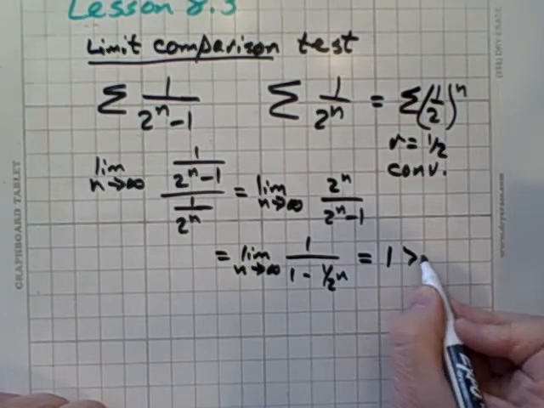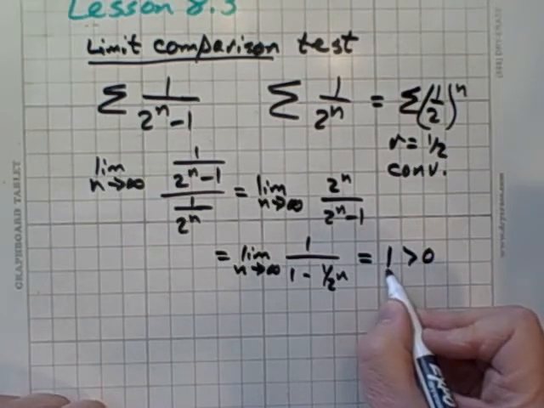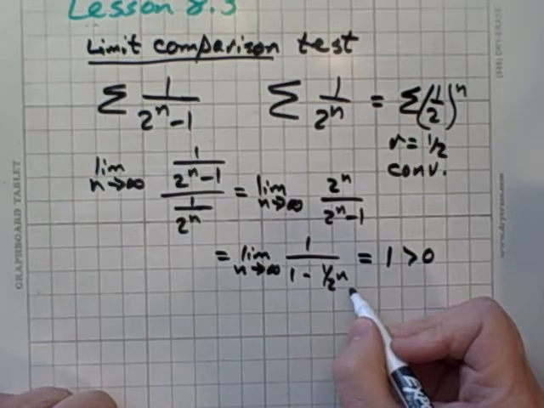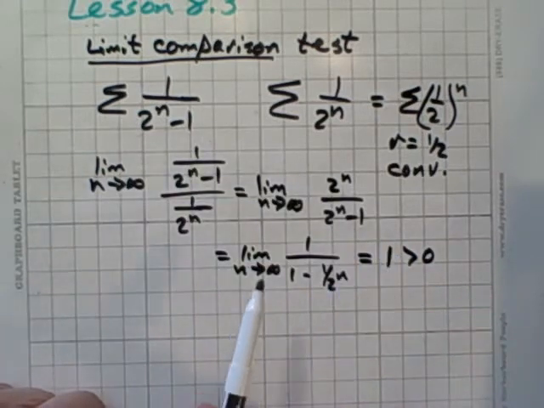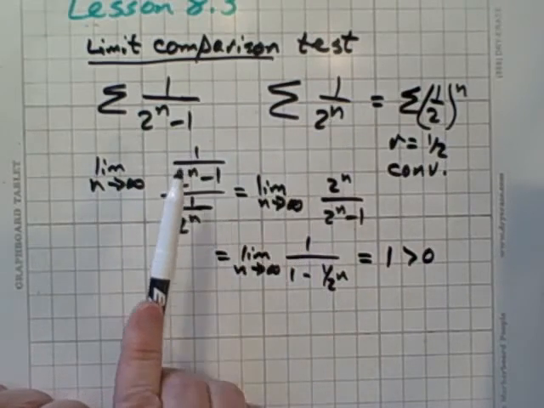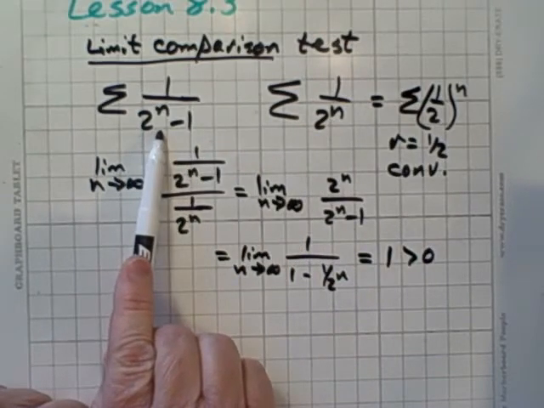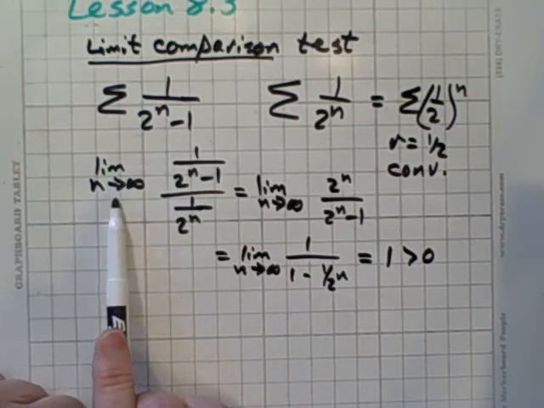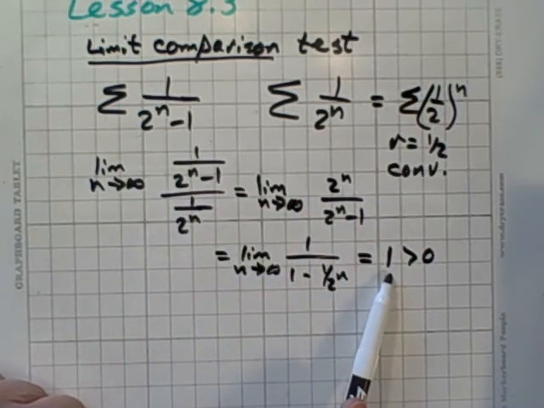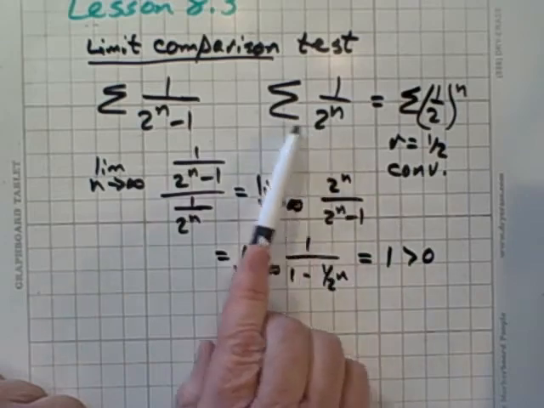And since that is greater than 0, and we ended up with a positive constant, we know that they behave the same. And so the summary of the limit comparison would be that since 1 over 2 to the n converges, the 1 over 2 to the n minus 1 behaves the same. It must also converge. Once again, that's because the limit of the nth term formulas headed toward a positive constant. Then they behave the same.